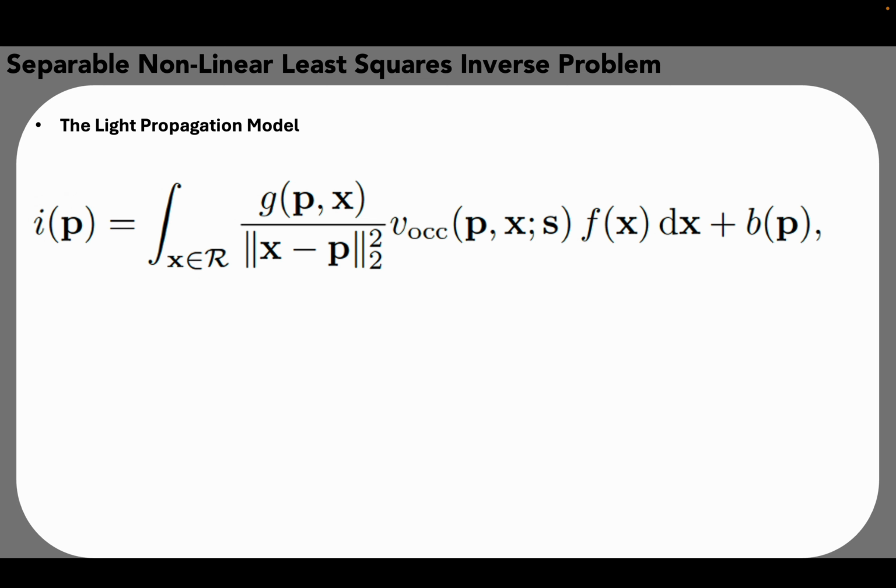Using this property, we now derive the light propagation model as a separable nonlinear least square inverse problem, where the intensity of light at any pixel P on the visible imaging wall is equal to the integral over points in the hidden area. And the numerator here is the Lambertian cosine property. The denominator is the radial falloff due to distance. V occluder is the visibility model from point X to P, and f of X is the hidden scene radiosity, while B of P is the background light and noise that might be in the imaging system.